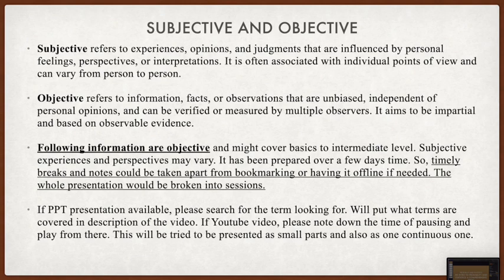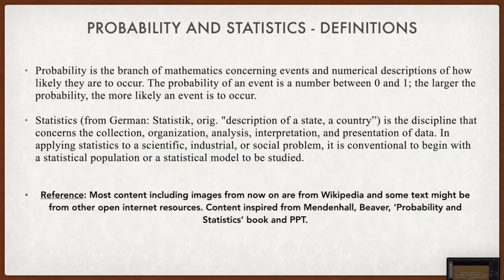Next, probability and statistics definitions. Probability is the branch of mathematics concerning events and numerical descriptions of how likely they are to occur. On a scale of 0 to 1, how likely is an event to occur? 1 means that the event is going to occur definitely. 0 means it is not going to occur at all. In between 0 and 1 are the chances of an event occurring. The larger the probability, the more likely an event is to occur.